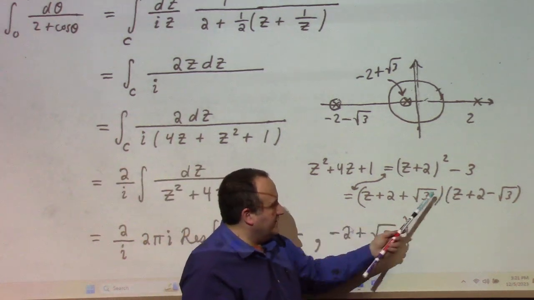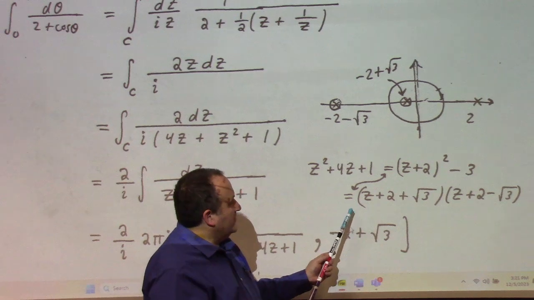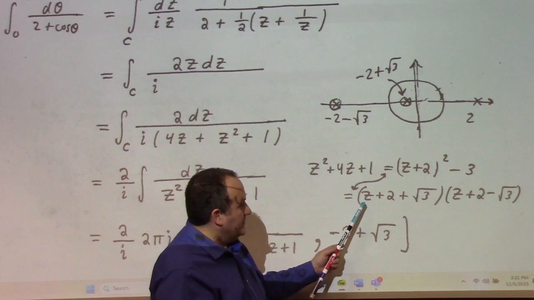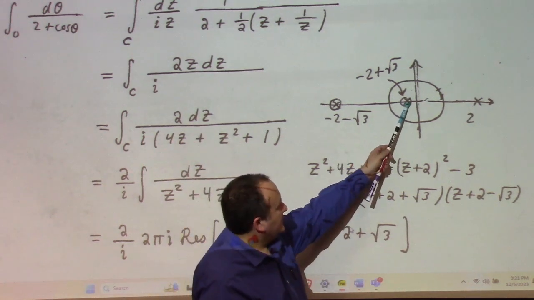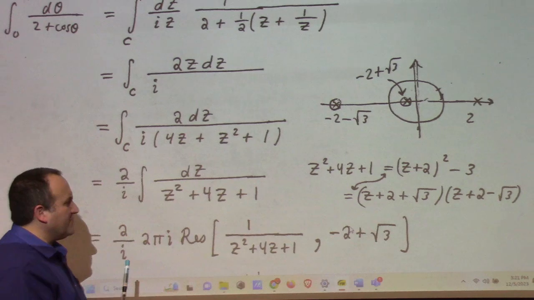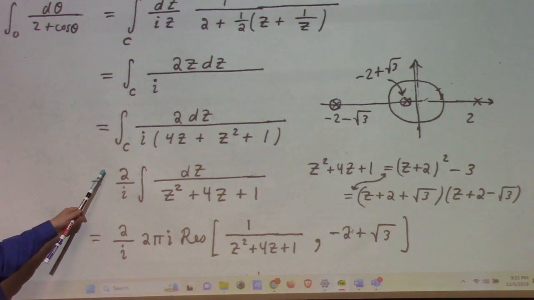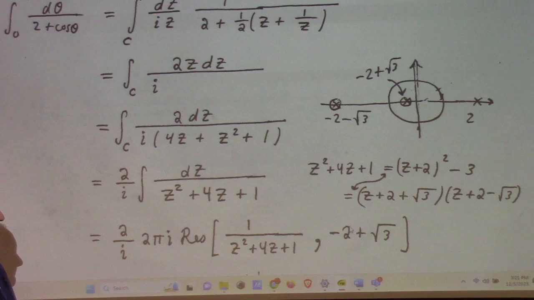z plus 2 squared minus 3, which factors like so. Only one of these is inside the unit circle, and as such matters to the calculation by the residue theorem. It's like this one here, minus 2 plus root 3. It's negative, but it's close to 0, like minus 0.3-ish. All right, so then the residue theorem says that this is equal to that. And some of you might have used the generalized Cauchy, or the Cauchy integral formula. If so, wonderful, that's fine. Remember, the Cauchy integral formula is nothing more than the residue theorem in ugly notation.